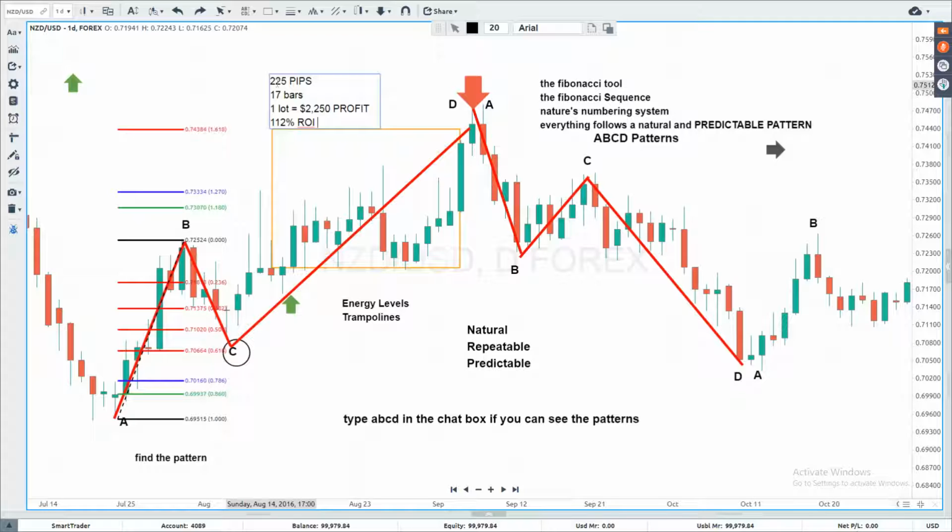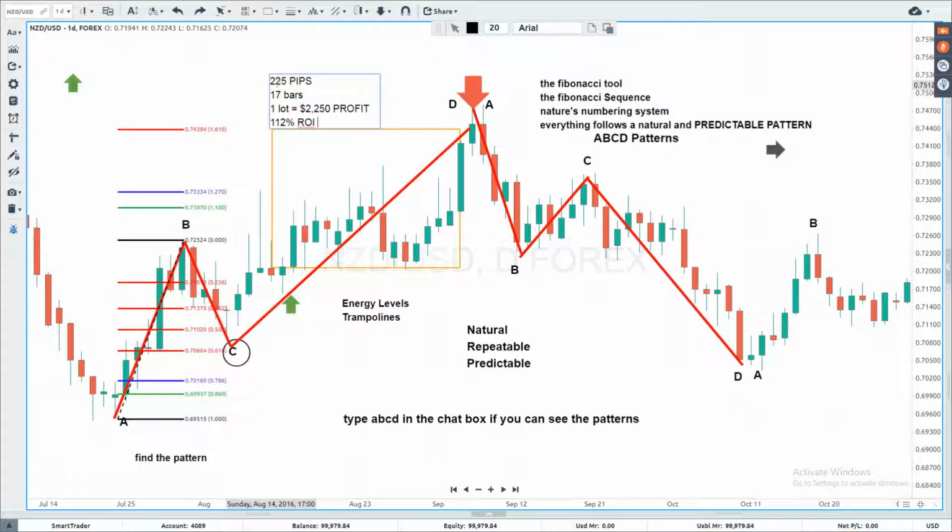Not 12%, 112%. And not in a year, right? A lot of people say, I made 12% in a year. That's nice. This is 112% in 2 weeks. If that's even possible, you got to look into this. Well, that's what this is. And I just showed you that it's possible. There it is right in front of you.